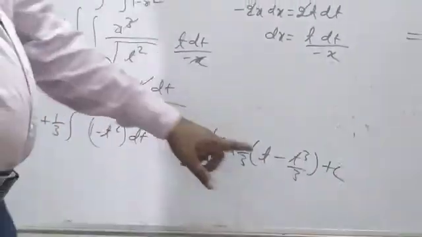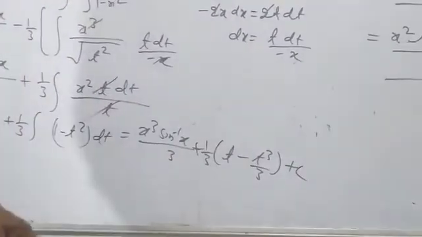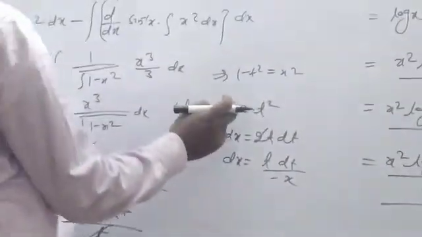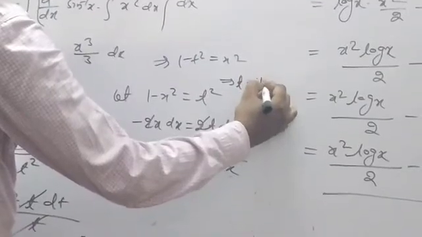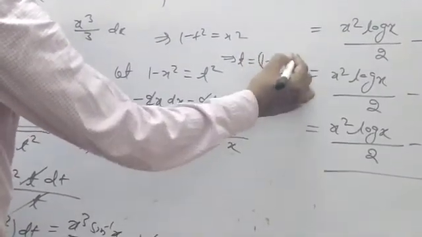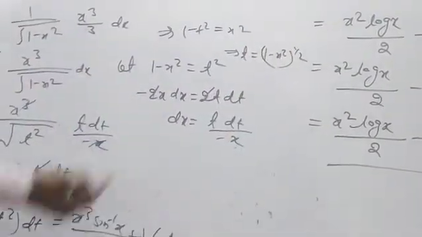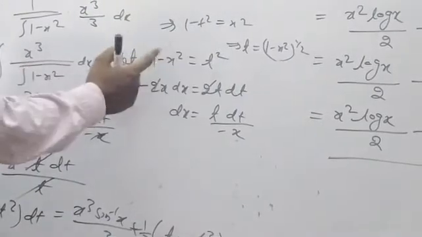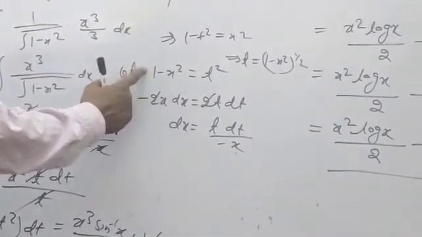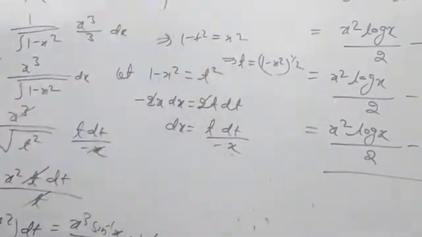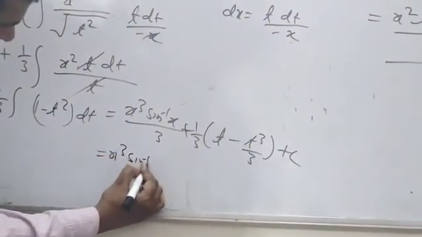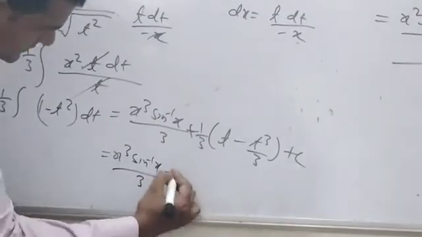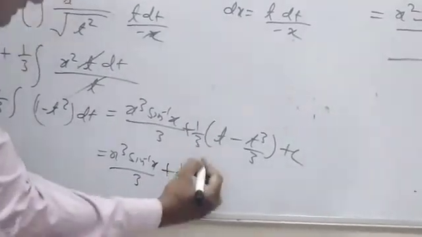At last we have to change the value of t in terms of x. Here t is equal to 1 minus x square to the power 1 by 2. Clear? t is equal to under root 1 minus x square, that is 1 minus x square to the power 1 by 2. Now the answer is x cube sin inverse x upon 3 plus 1 by 3, t means what?